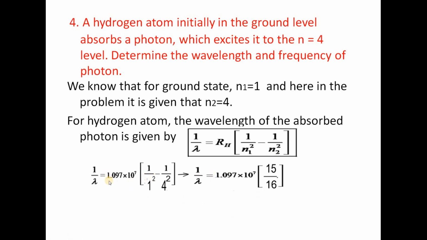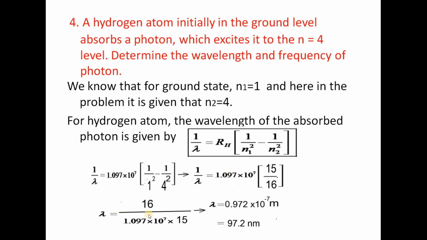Now if we substitute, we will get 1 by lambda equal to 1.097 into 10 power 7 into 1 by 1 square minus 1 by 4 square. If we simplify, 1 by lambda equal to 1.097 into 10 power 7, and the numerator will be 15 and the denominator will be 16. If we take the reciprocal, lambda equal to 16 divided by 1.097 into 10 power 7 into 15. That is lambda equal to 0.972 into 10 power minus 7 meters. We have to express wavelength of light in terms of nanometer, so it is 97.2 nanometer. This is the wavelength of the photon that is absorbed.